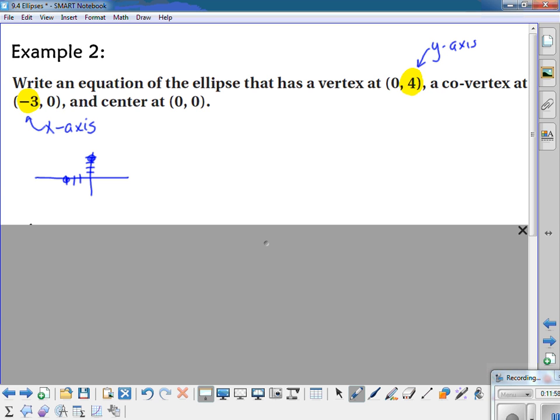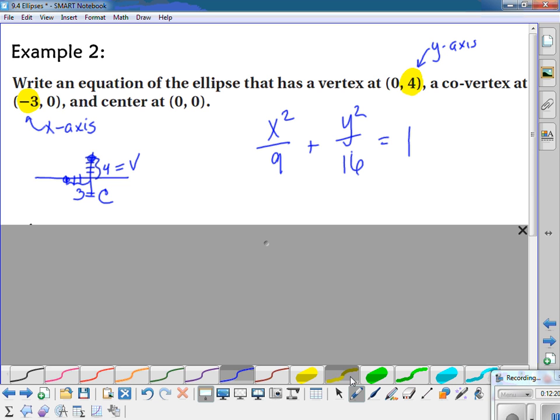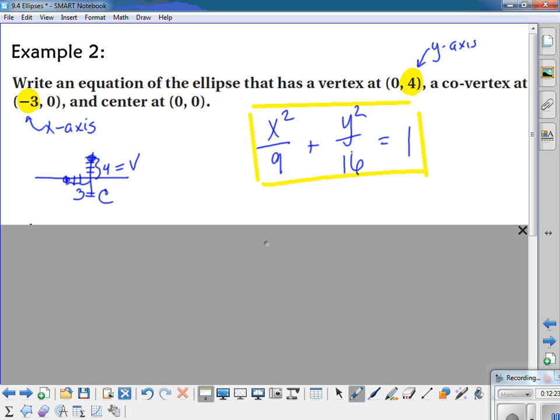It means this distance is 4, this distance is 3. So that's going to be my v, and that's going to be my c. So x squared is over the -3 squared, which is 9, and y squared is over the 4 squared, which is 16, equals 1. That's it. There's your equation. This one doesn't ask you to find the focus, so you don't have to. But if I wanted to, I could. Okay? Questions? These are probably the easiest ones to write, is when they give you the vertex and the co-vertex.